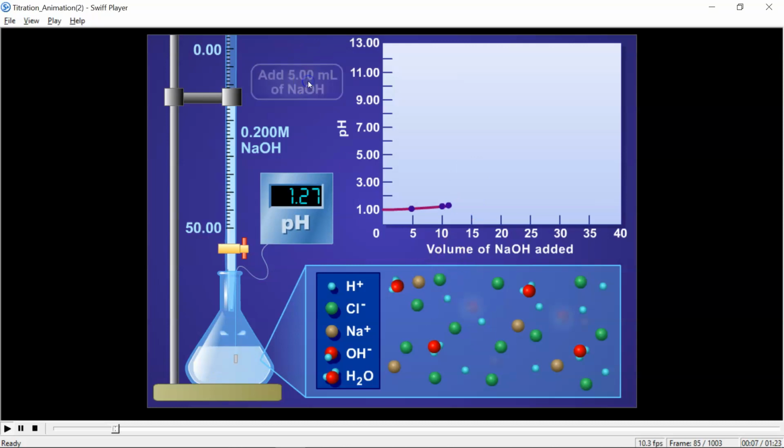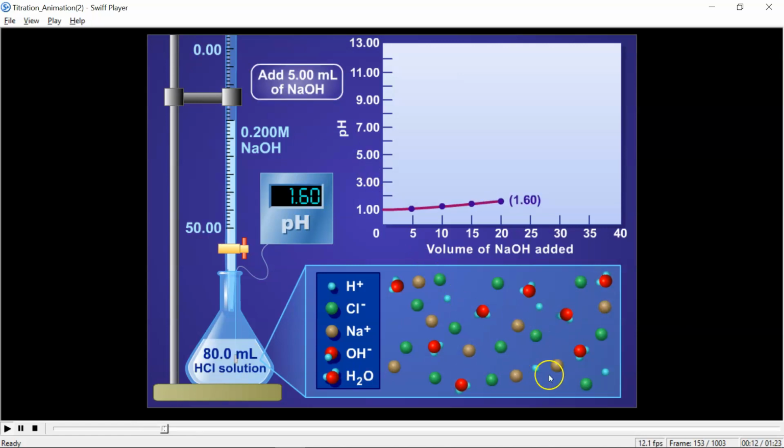We continue by adding more sodium hydroxide. Again, more water molecules are formed, more NaCl is formed. Add another bit of NaOH, and again, more water, more NaCl is formed, but we still have H+ ions flowing around, so therefore our pH is still going to be below 7, it's still in the acidic range.